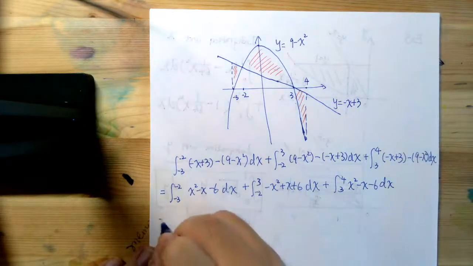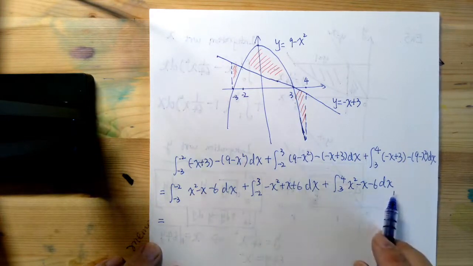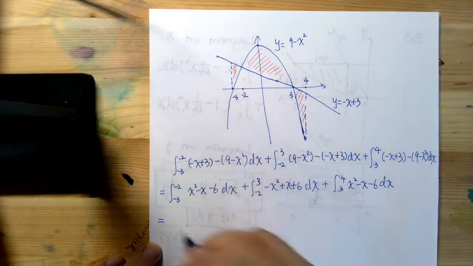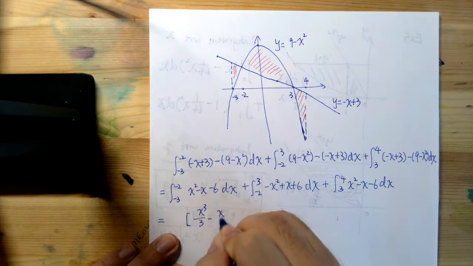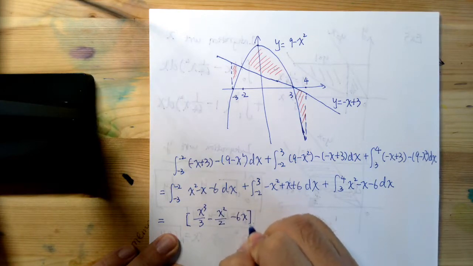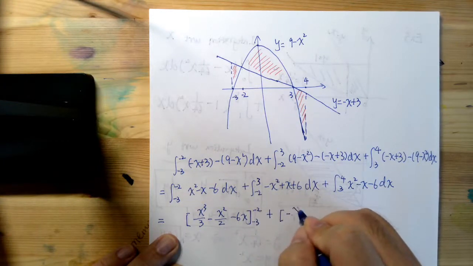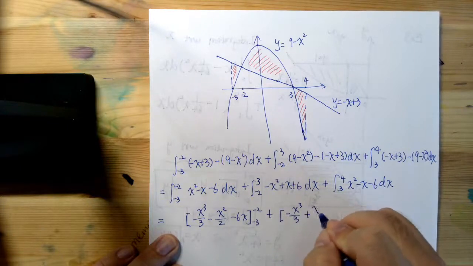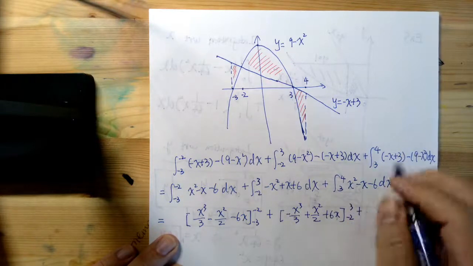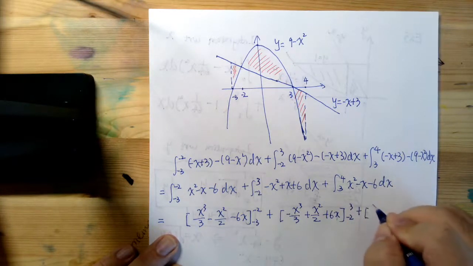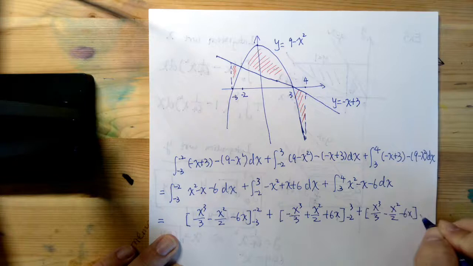And all we need to do is evaluate those three integrals. We'll practice some basic calculus. So this is going to be x cubed over 3 minus x squared over 2 minus 6x from negative 3 to negative 2, plus negative x cubed over 3 plus x squared over 2 plus 6x from negative 2 to 3, and then plus x cubed over 3 minus x squared over 2 minus 6x from 3 to 4.